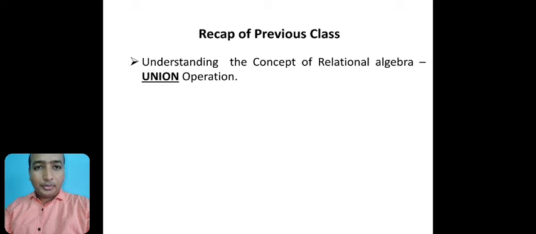I think you all remember that in our previous session we were discussing one of the important operations of relational algebra, that was our union operation. And I think you are very clear about it. We discussed what the union operation is, how it is represented, and what attribute compatibility we should have to perform a union operation, and with an example we understood how to use it.